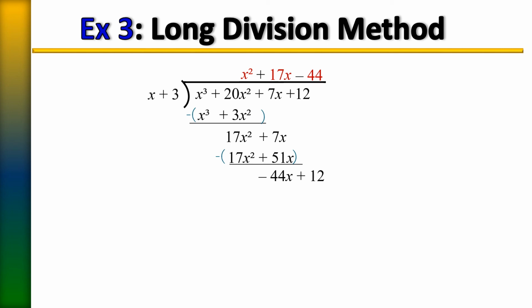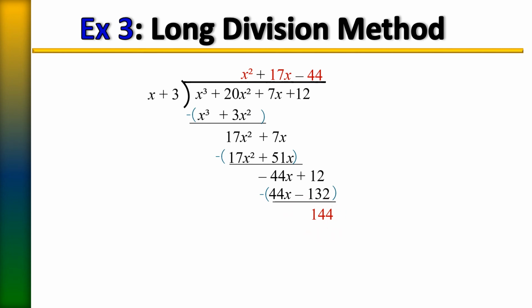So ready? Negative 44 times x equals negative 44x. Negative 44 times 3 equals negative 132. Subtract, everyone becomes their opposite, which means we're going to bring down 144. We don't have any more terms to bring down, so this is our remainder.